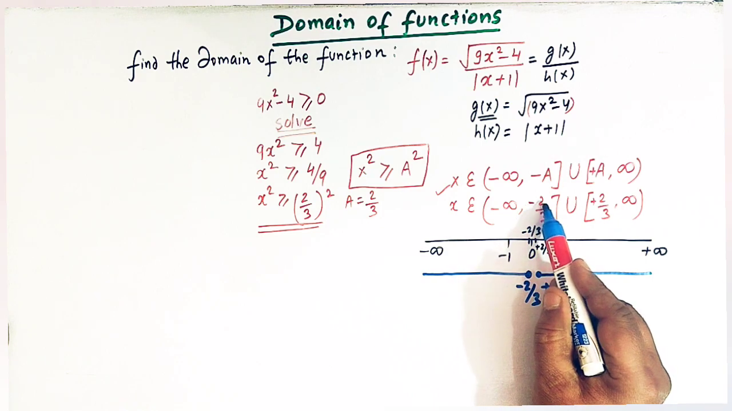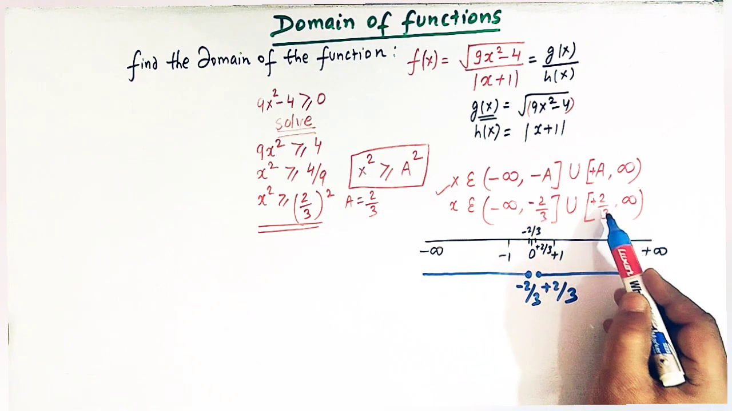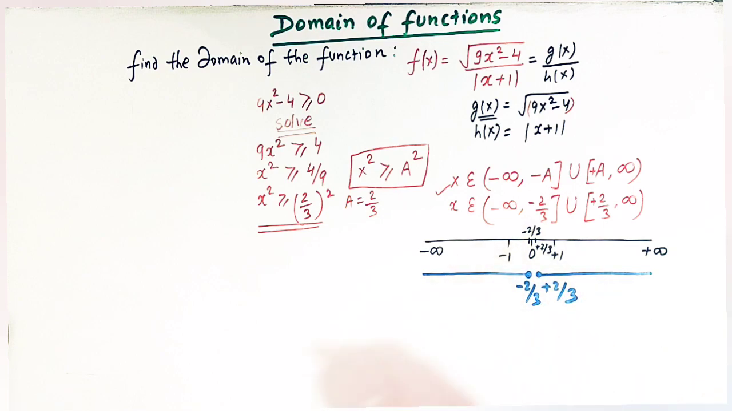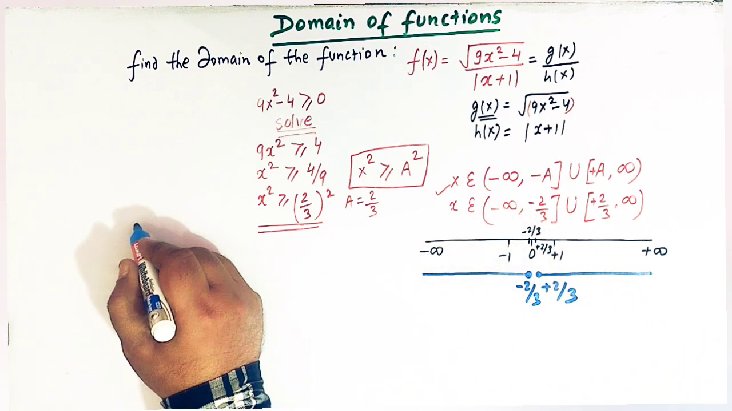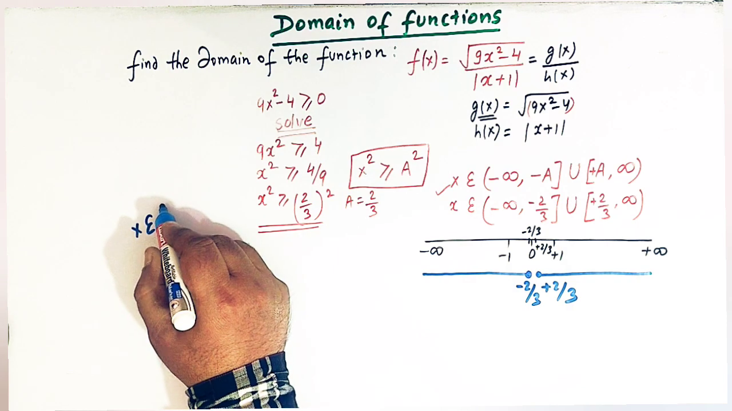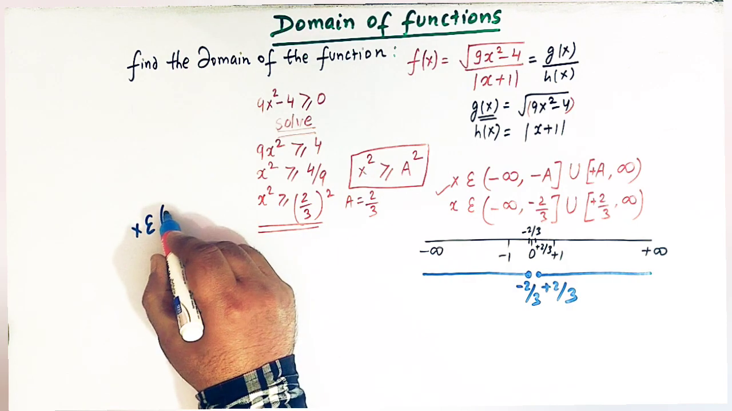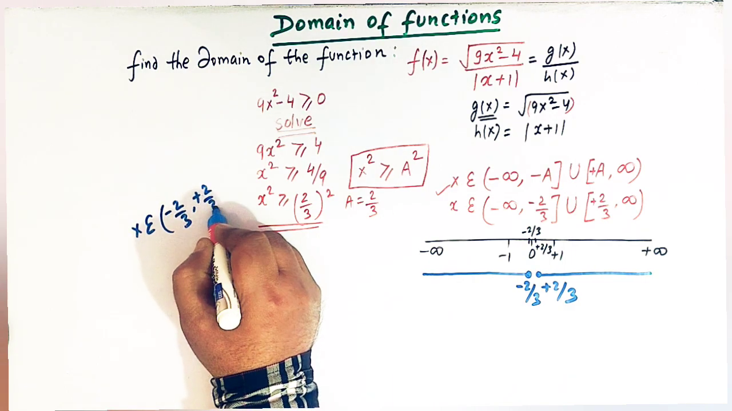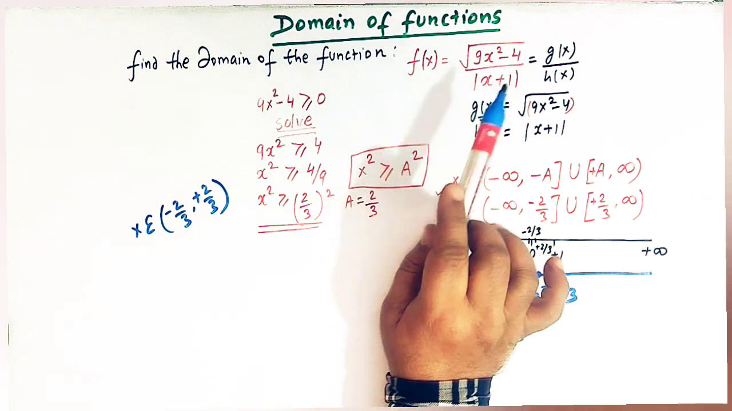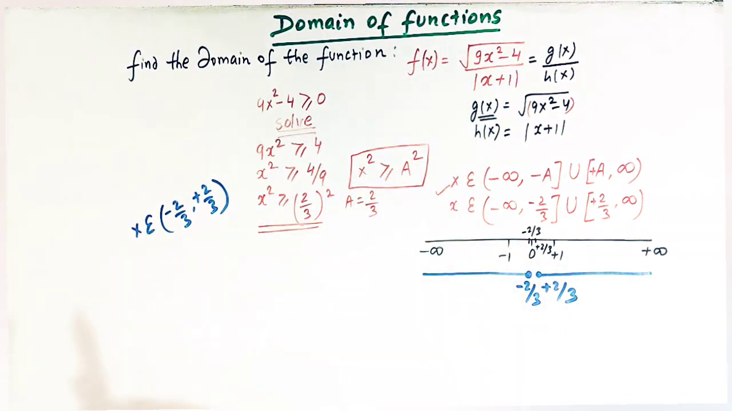From minus 2 by 3 to 2 by 3 the region is excluded, because all the values of x which belong to this interval, that is from minus 2 by 3 to plus 2 by 3, the function g of x is not defined.